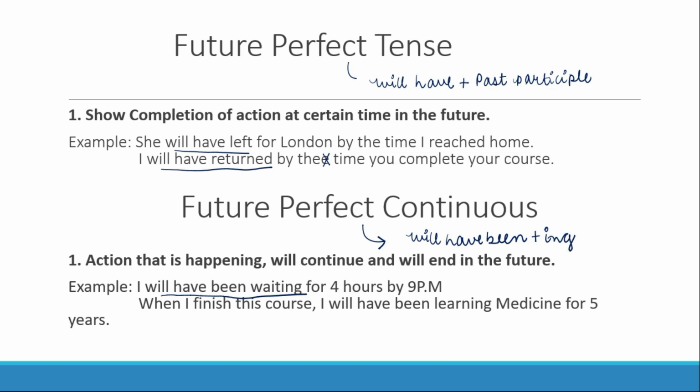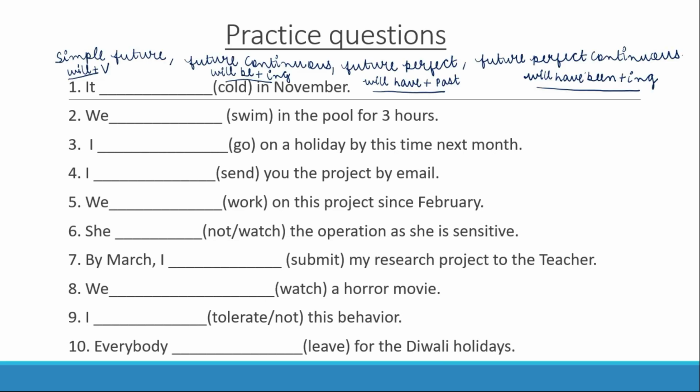When I finish this course, so future में जब ये end होगा, I will have been learning medicine for 5 years. So तब तक this would have been continuing. So I will have been learning medicine for 5 years. So I hope you got an idea. Now let's do some examples so you will get a better idea of it. So these practice questions will include simple future, future continuous, future perfect and the future perfect continuous tense.